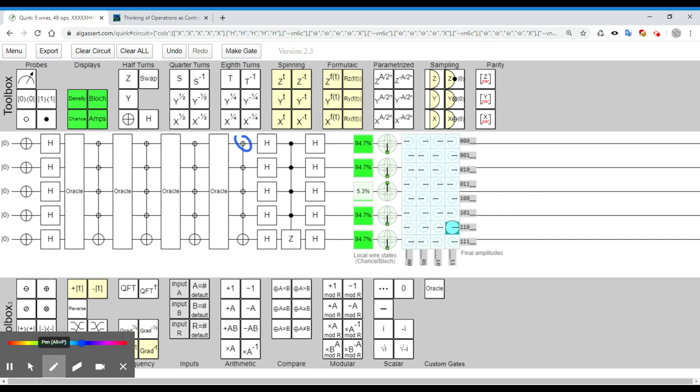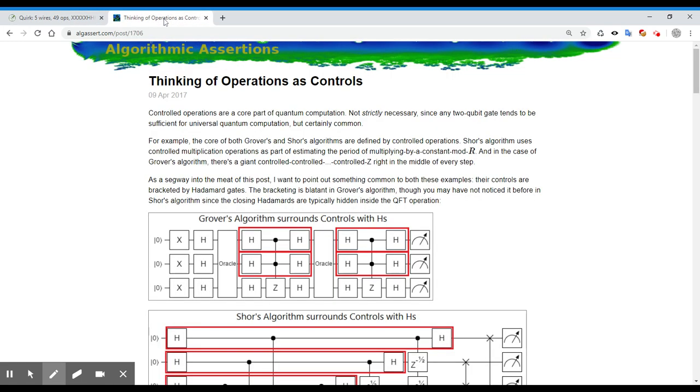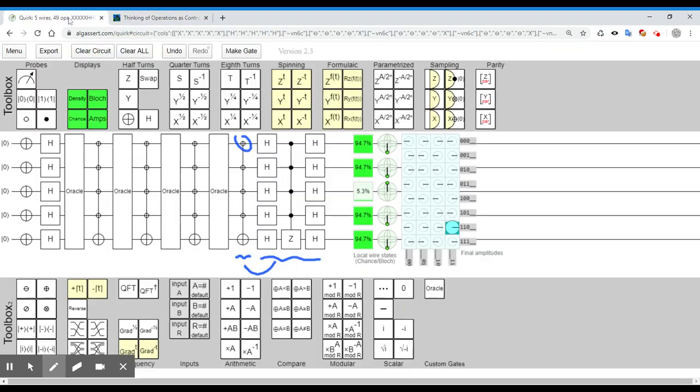So this whole thing here is the equivalent: a sort of sandwich control, a Hadamard sandwich control Z, to use Zendex terminology. I'll try to go through that explanation again in a moment, but that's just so you know. And then the oracle basically is that stuff.